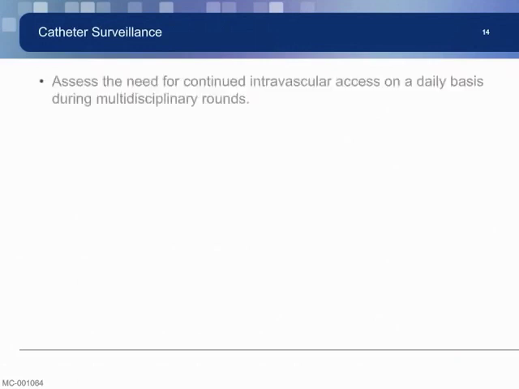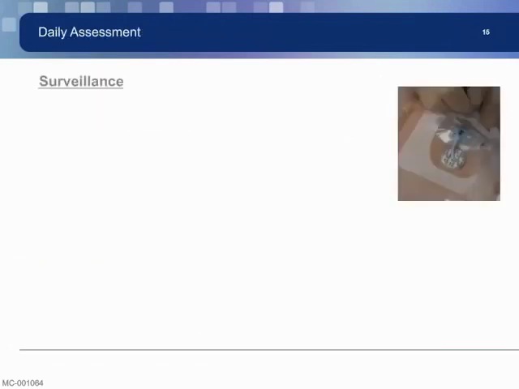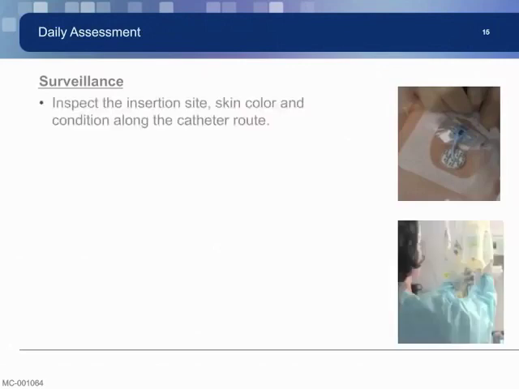Finally, catheter surveillance is an important part of the CLABSI prevention bundle. Central lines should be assessed daily for therapeutic need. If a central line is no longer needed, it should be removed immediately. When it comes to daily assessment, good surveillance is key. Be sure to inspect the insertion site, skin color, and overall condition along with the catheter route. Check the length of the external catheter segment to make sure that there is no more catheter in or out.